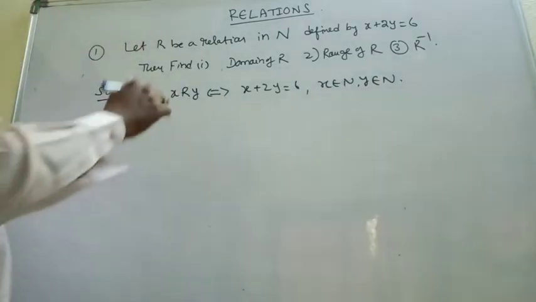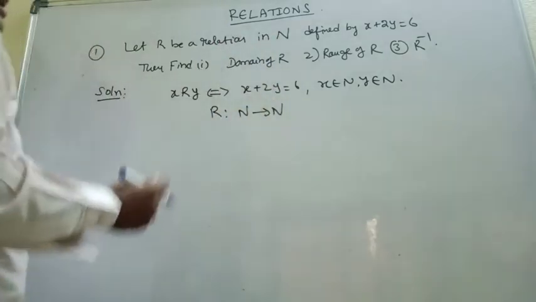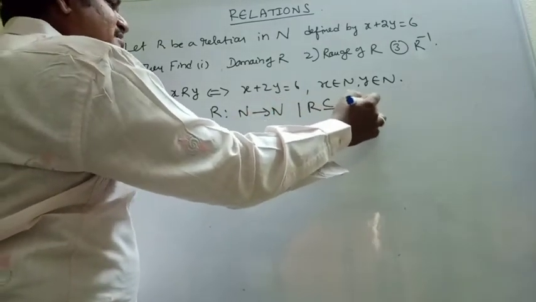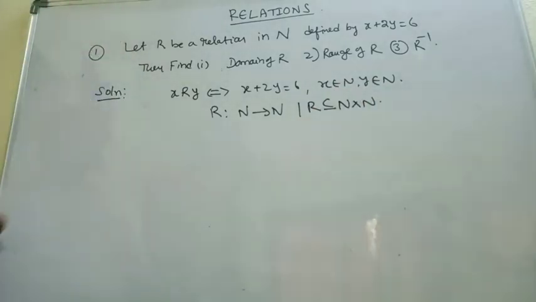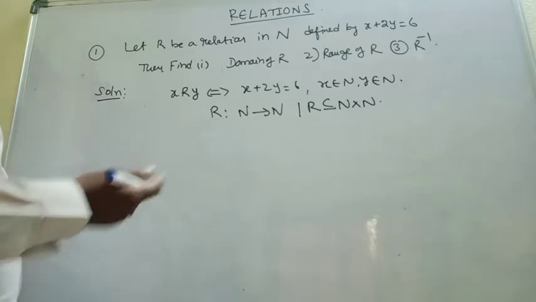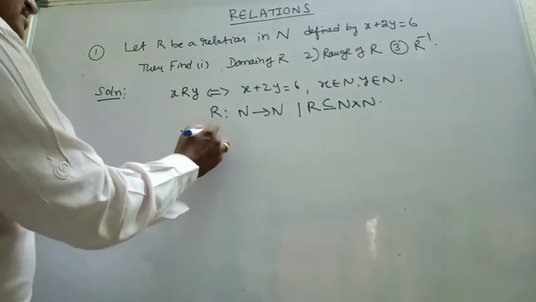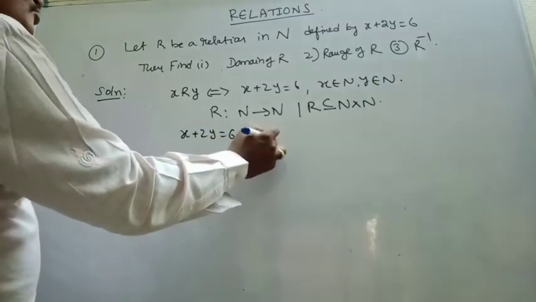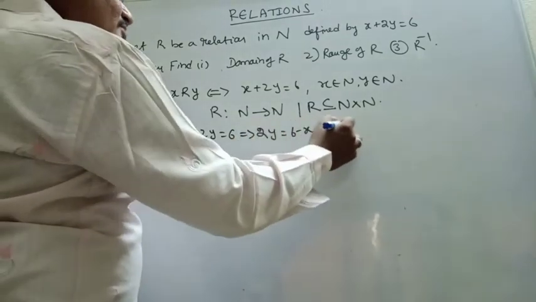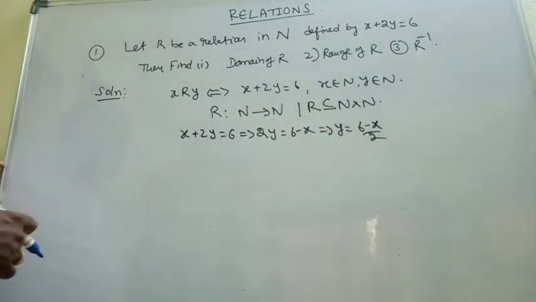This is a relation in N, meaning N to N, natural numbers to natural numbers. That means R is a subset of N cross N here. Now, if you take x plus 2y equal to 6, we need all natural number solutions. From x plus 2y equal to 6, 2y is equal to 6 minus x, and from this we have y is equal to (6 minus x) by 2.